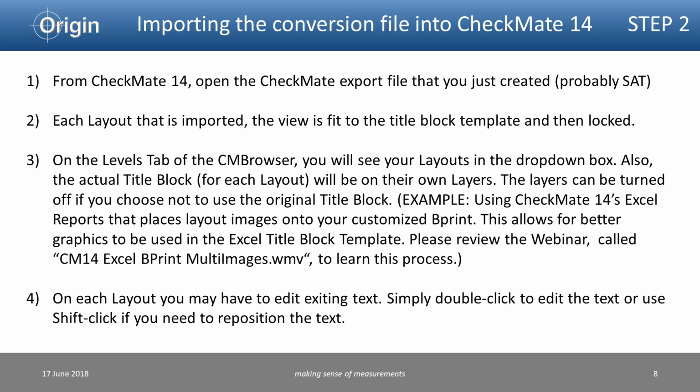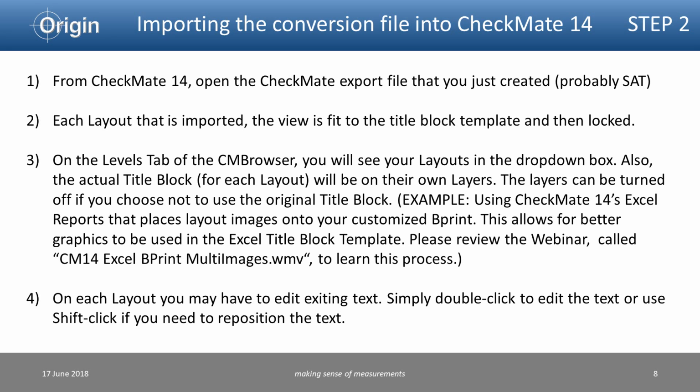So now it's time to import the conversion file into Checkmate 14. First step, from Checkmate 14, we want to open the Checkmate export file that you just created. It's probably going to be an SAT file. Now you'll notice that each layout that's imported, the view is fit to the title block template and then locked. Also, on the Levels tab of the CM browser, you will see your layouts in the drop-down box. Also, the actual title block for each layout will be on their own layers. We'll discuss this a little bit more later. The layers can be turned on or off, whether you choose to use the original title block or not.